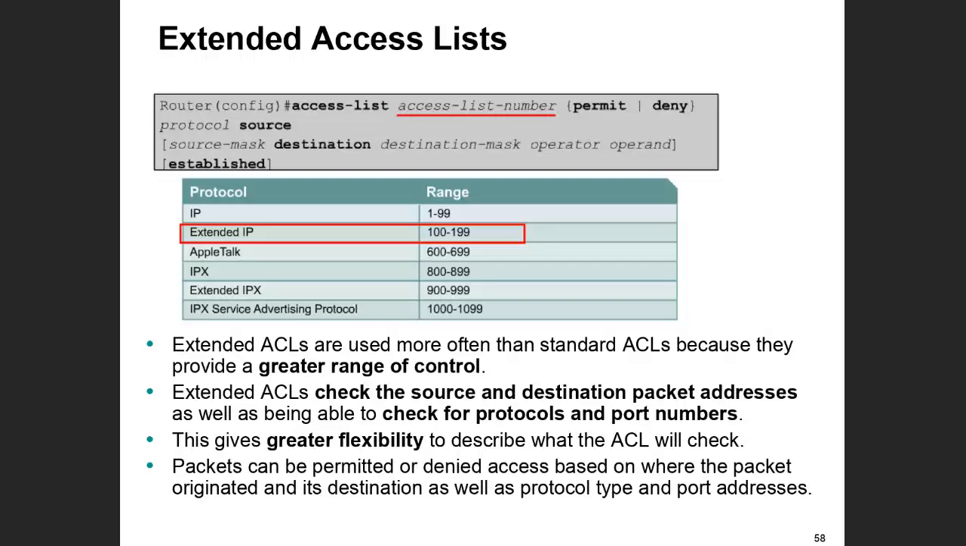So with extended access control lists, we have this range of 100 to 199. And they're more flexible. They have a greater range of control, but it's kind of like a sword. It's two-edged. It has more versatility, but it's more dangerous to handle. So extended access control lists can check the source and destination packet addresses, as well as checking for not just layer 3 IP addresses, but layer 4 protocols like port 80 for web or port 25 for email. Greater flexibility, but you've got to be more careful with them because you can destroy stuff if you're not careful. So packets can be permitted or denied based upon where the packet originated, where it's destined to go, and even what port numbers are in use.